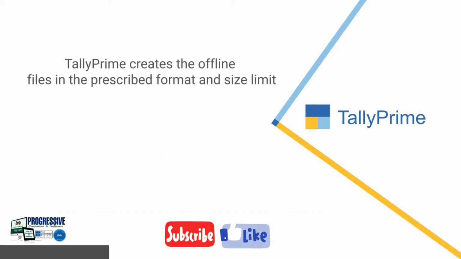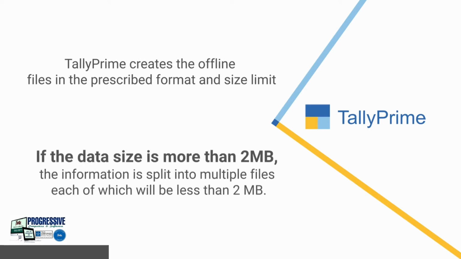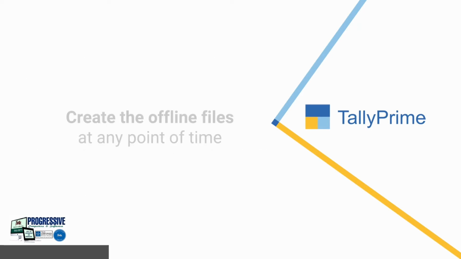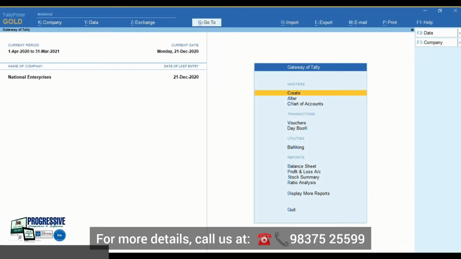Tally Prime creates the offline files in the prescribed format and size limit. If the data size is more than 2 MB, the information is split into multiple files, each of which will be less than 2 MB. You can create the offline files at any point in time. Let us see how to create the offline files.